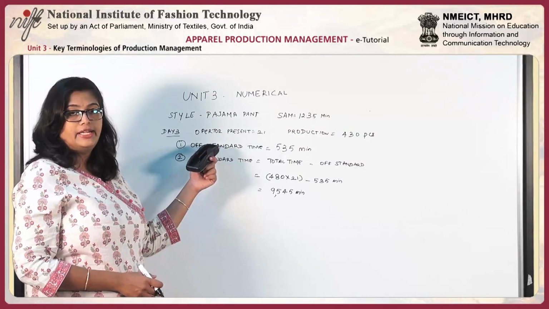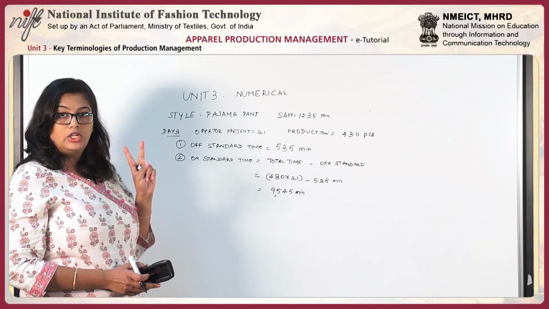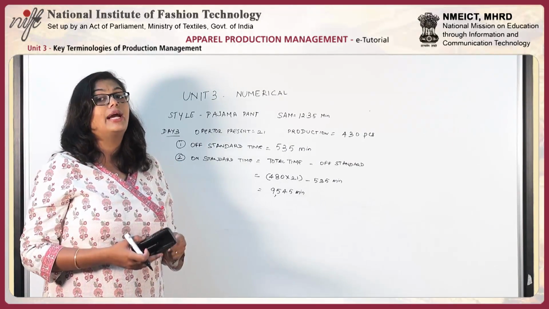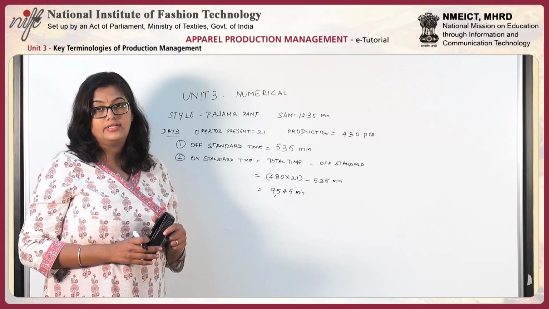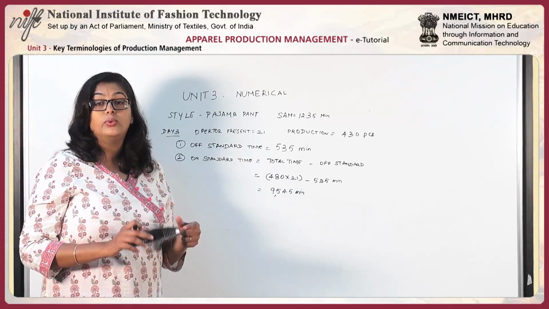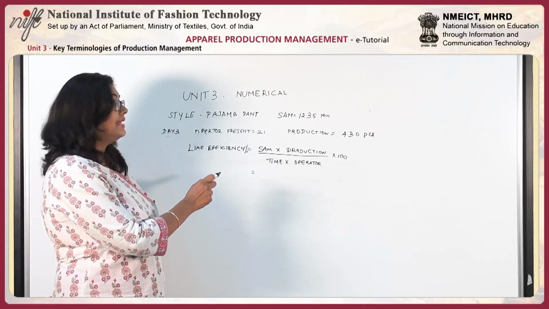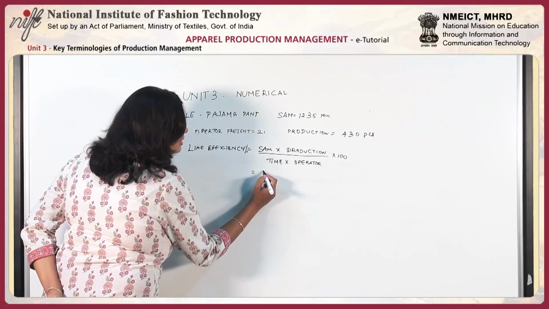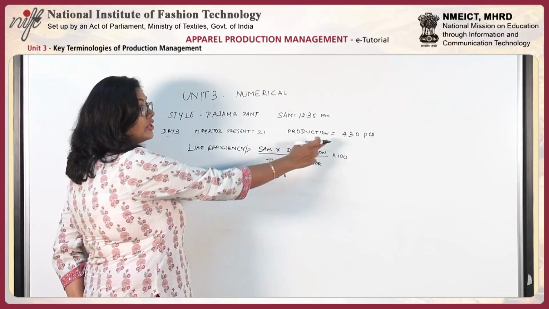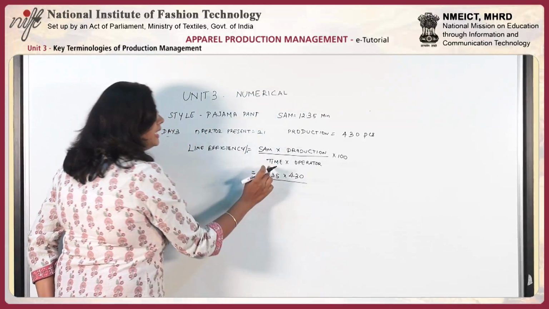So, we have got the off standard, we have got the on standard. Now, we need to calculate two things. One is the line efficiency and the other is the on standard efficiency. Let us first calculate the line efficiency, for which we already know the formula. The line efficiency here would be calculated as SAM, that is 12.35, into production. The production for that day is 430 pieces, divided by the time.